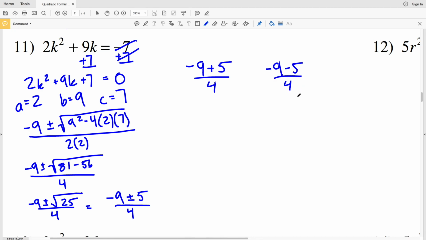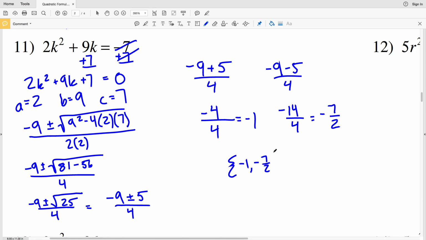Negative 9 plus 5 is negative 4 over 4, and negative 9 minus 5 will be negative 14 over 4. Negative 4 divided by 4 is a negative 1, and negative 14 divided by 4, we can simplify this fraction since 4 does not go into 14 evenly. Dividing both by 2, we'll get negative 7 over 2. So my solutions in number 11 are negative 1 and negative 7 halves.